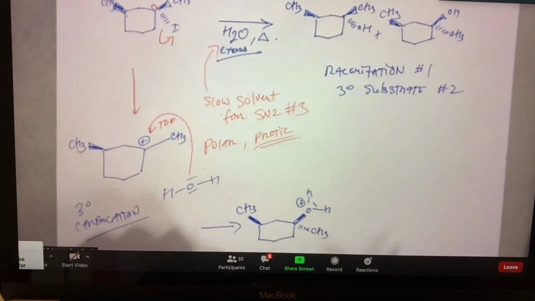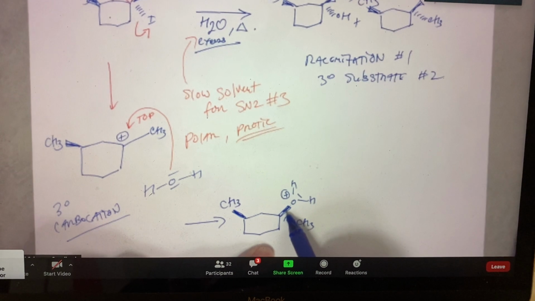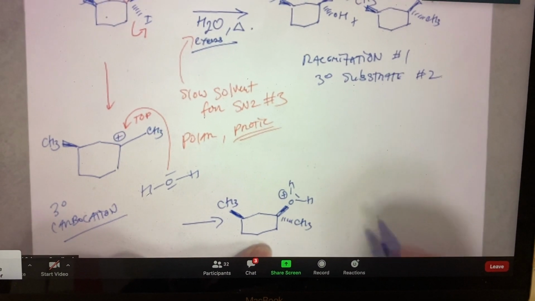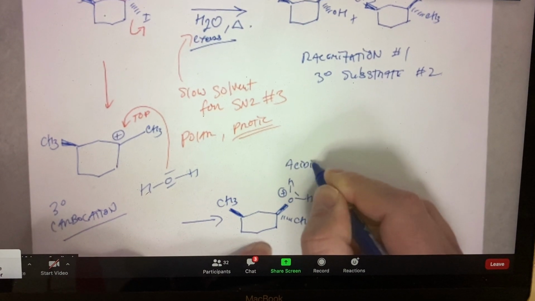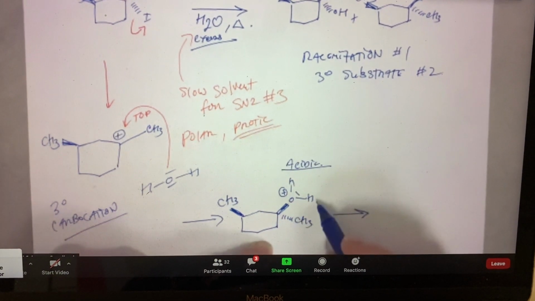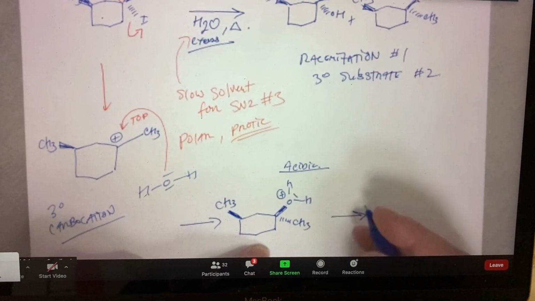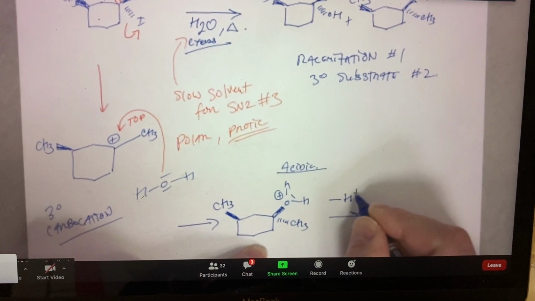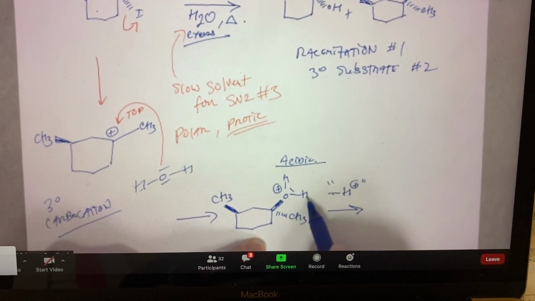And so we'll get to this type of species here. And I'm showing this coming in from the top. And to get to the final alcohol product, this is highly acidic, right? And we could show water doing an acid-base reaction here. We could show I- doing an acid-base reaction here. But I'm just going to say minus an acidic proton. So we're going to subtract an acidic proton here.